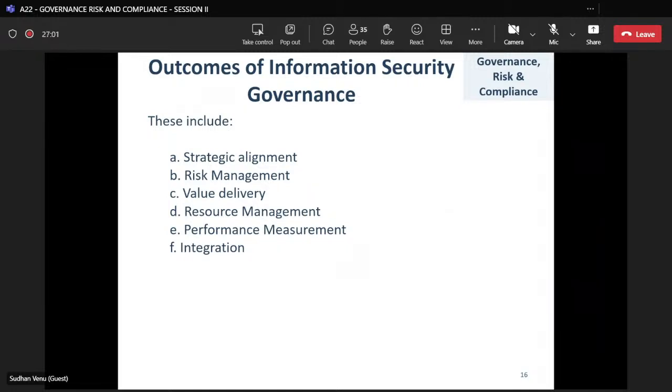If you are implementing information security in an effective way, I will explain it one by one. The first one is strategic alignment, where information security supports the organizational objectives, and it will develop a common and comprehensive set of IT security policies.